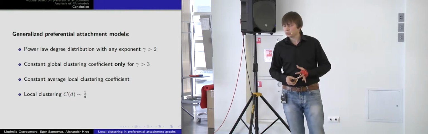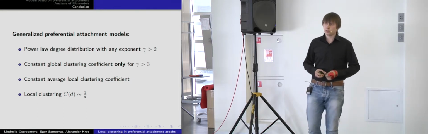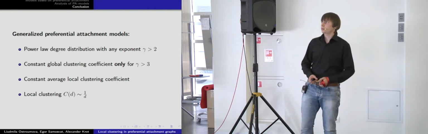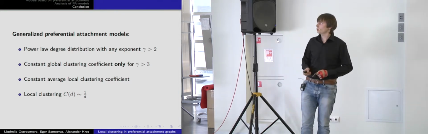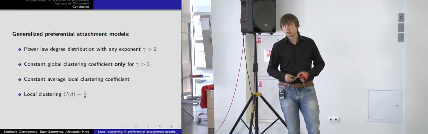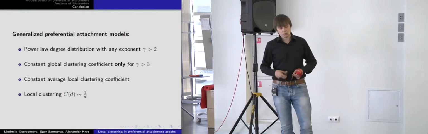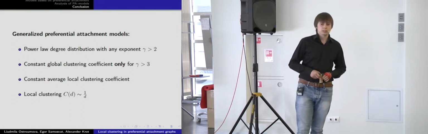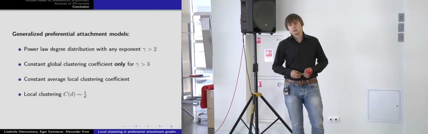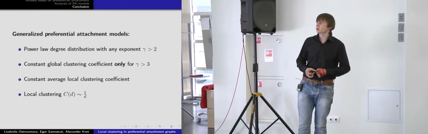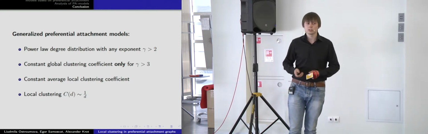So let me highlight some basic ideas in my presentation. In generalized preferential attachment, first of all, we have a power law degree distribution, but only with gamma more than 2. We have a constant global clustering coefficient, but only if gamma is more than 3. We also have a constant average local clustering coefficient, and as a new result, the local clustering coefficient asymptotically behaves as 1 over d.